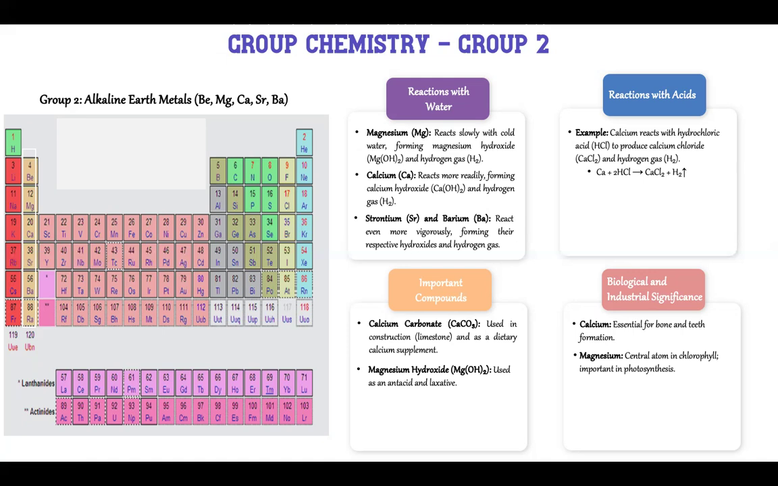For the biological and industrial significance of group 2, for example, calcium is essential for bone and teeth formation. And magnesium is the central atom in chlorophyll, which is important in photosynthesis.